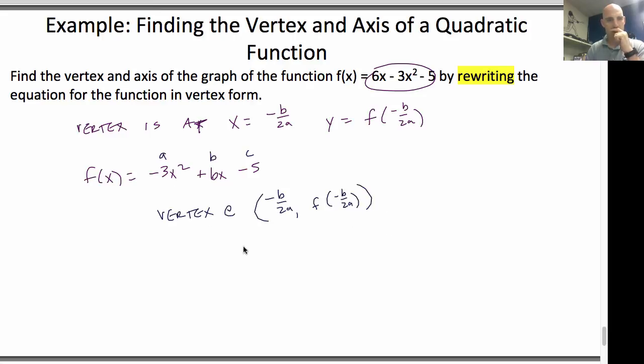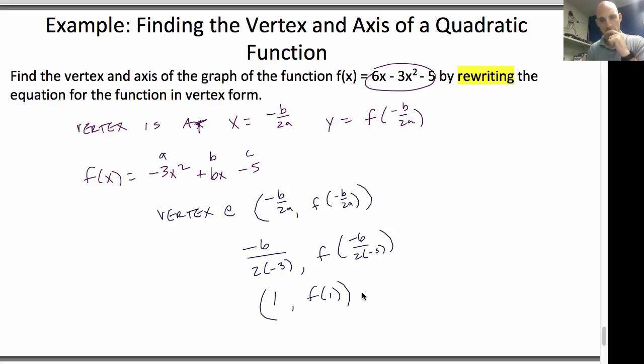And so that means that if I take negative b, that'd be negative 6 over 2 times negative 3, comma, f of negative 6 over 2 times negative 3. So this is negative 6 over negative 6, so 1, comma, f of 1. I'm giving you every step. And so f of 1 would be negative 3 times 1 squared plus 6 times 1 minus 5. So it's negative 3 plus 6 minus 5. 6 minus 5 is 1, and negative 3 plus 1 would be negative 2. And so this is at 1, negative 2.